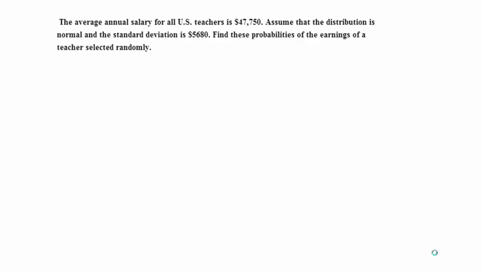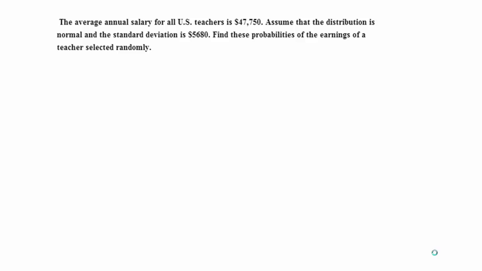This average annual salary is $47,750. We're going to make the assumption that the distribution is normal, and therefore we have a standard deviation of $5,680. Since we are assuming a normal distribution, again, we must have two things. One is the mean, and the other is the standard deviation. In this case, we have the mean and we have the standard deviation.